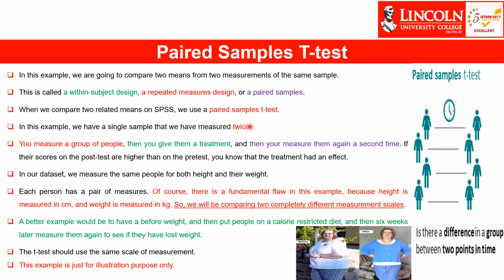In this example, we have a single sample that we have measured twice. So you measure the group of people, then you give them a treatment, and then you measure them again a second time. If their scores on the post-test are higher than the pre-test, you know that the treatment had an effect. So in our data set, we measure the same people for both height and weight. Each person has a pair of measures.